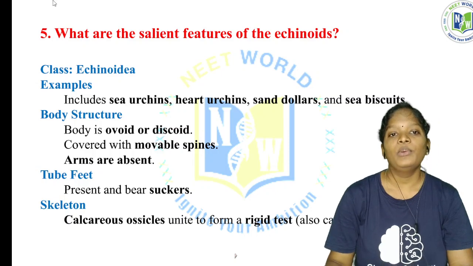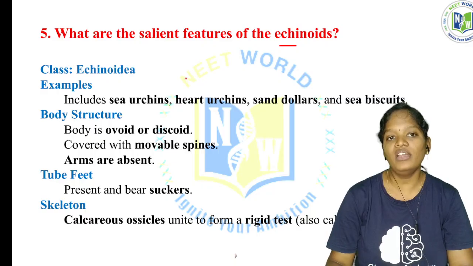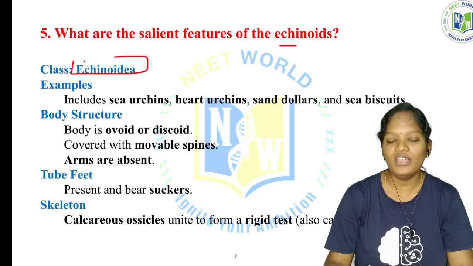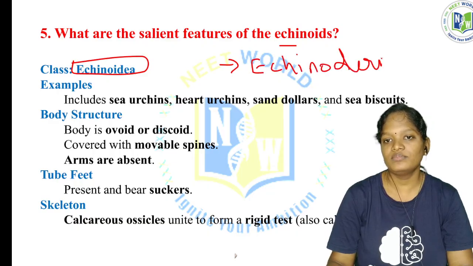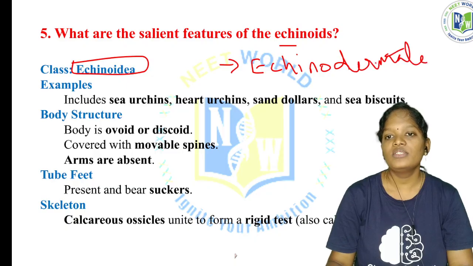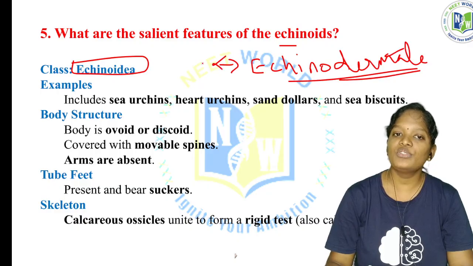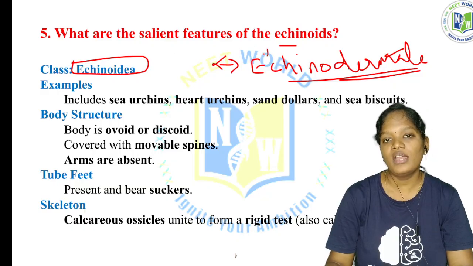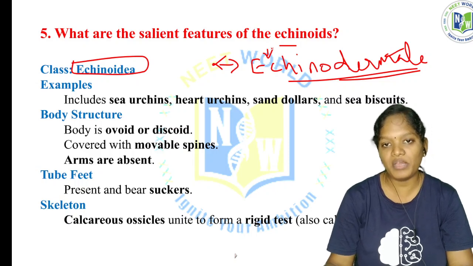Now, what are the salient features of the echinoids? This is Echinoidea. You should know this is coming under the phylum Echinodermata. Echinodermata means they are spiny bodied animals. The common name for Echinodermata is spiny bodied animals, which means all the animals placed in the Echinodermata bear spines on their body.